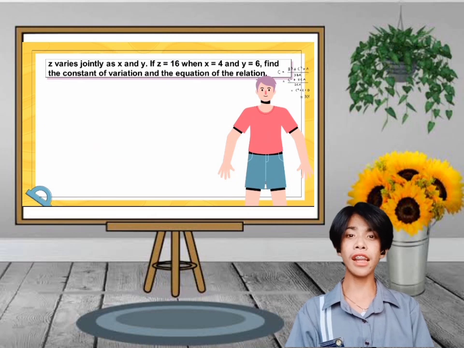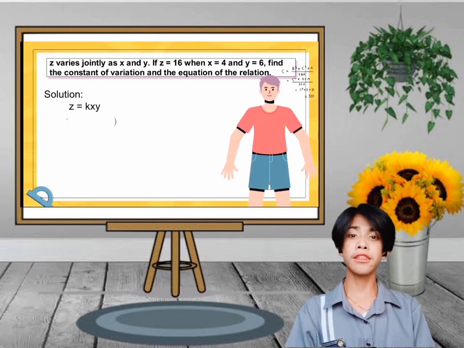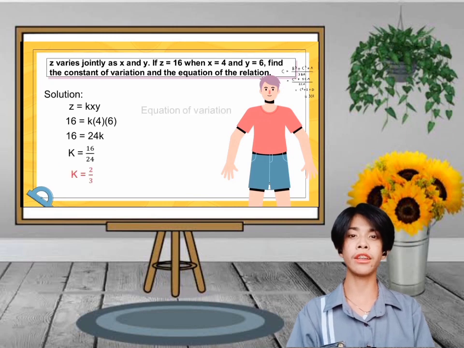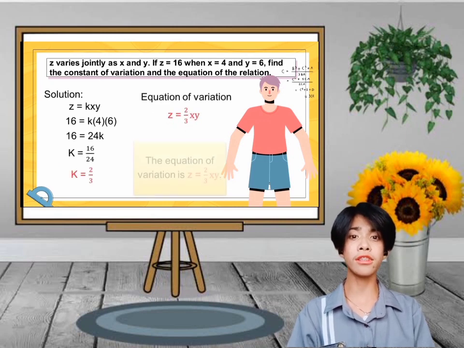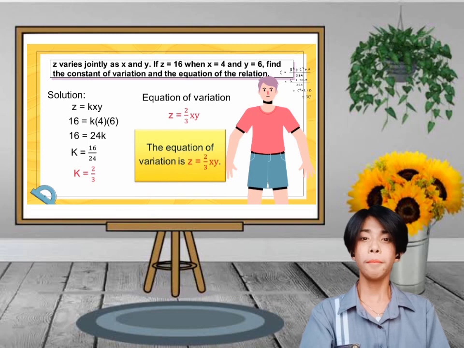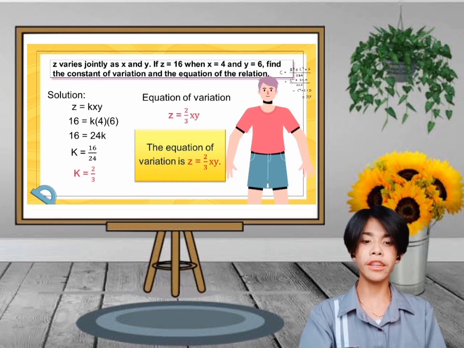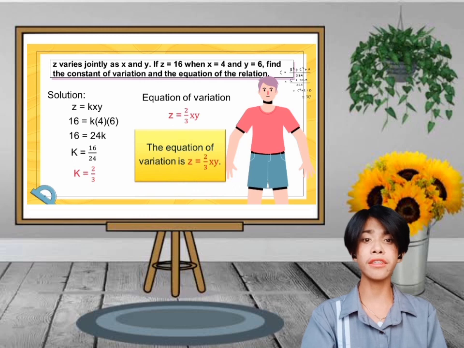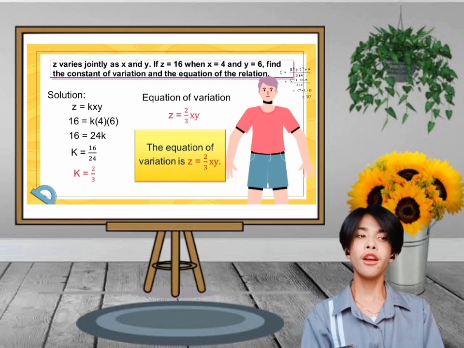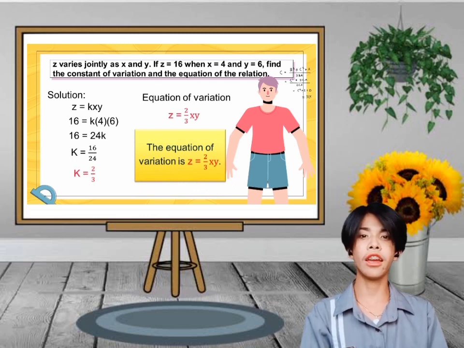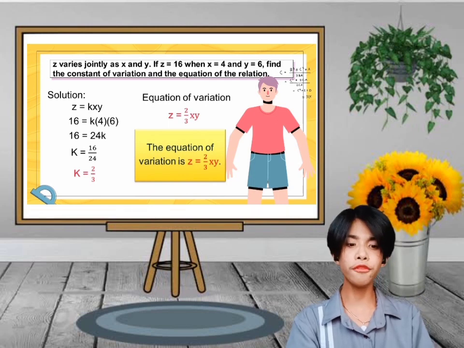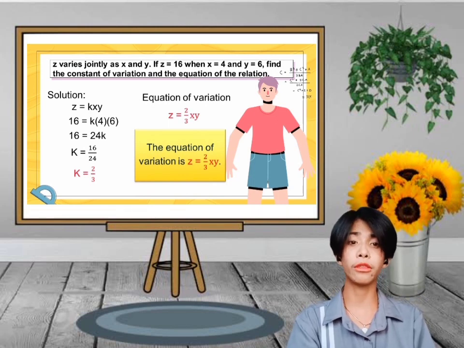So, kapag translate natin to into mathematical statement, that is Z equal KXY. Yung K natin is the constant of variation. Para makuha natin yung constant of variation, substitute natin yung Z, X, and Y. Z is 16, X is 4, and Y is 6. Then, multiply the 4 and 6. To solve for K, divide both sides by 24.